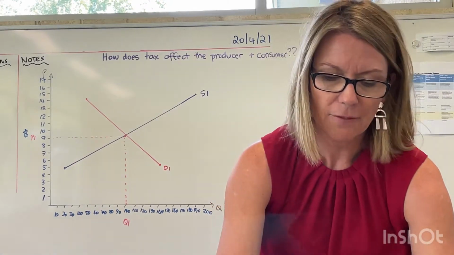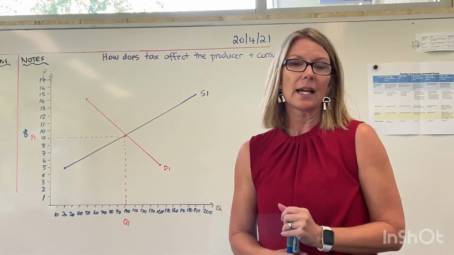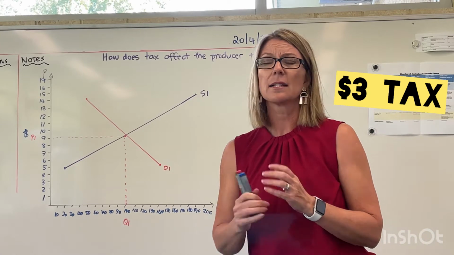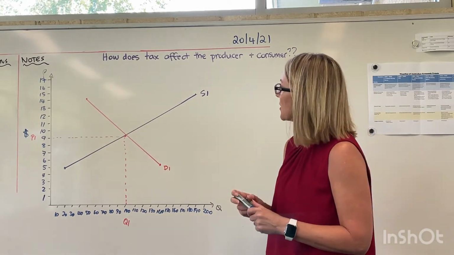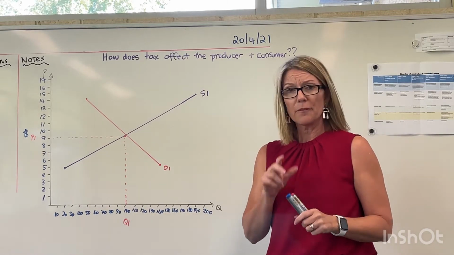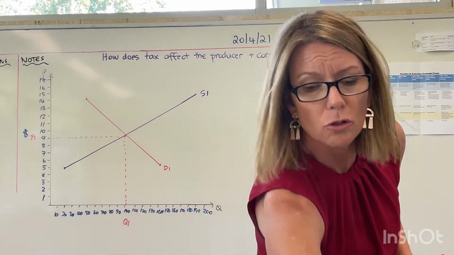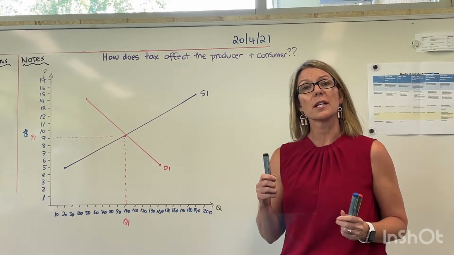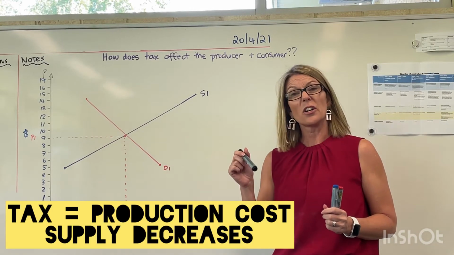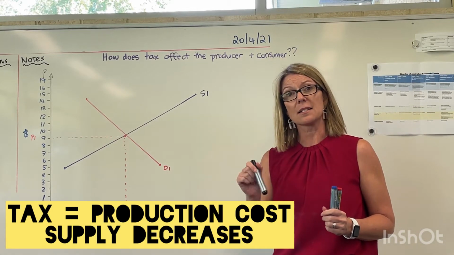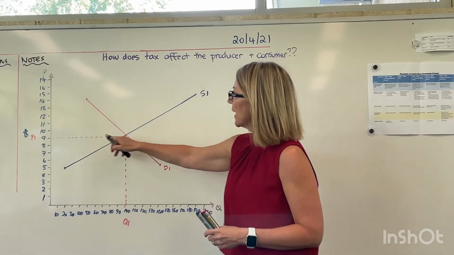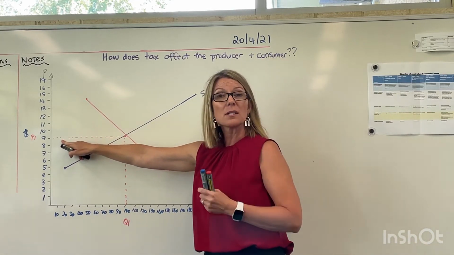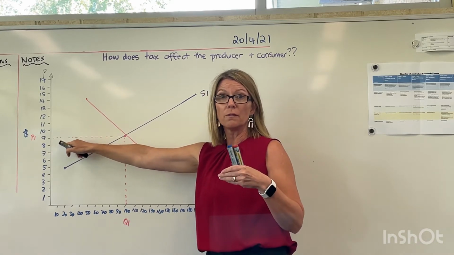So let's just say, for example, that there's a $3 tax. This is similar to the example that we worked through in class. If there's a $3 tax, the first thing you need to do is draw a new supply curve, and we know that tax is a production cost, so that's going to decrease our supply and shift it to the left. So all we do is look at our prices and add $3 on top of the supply curve.